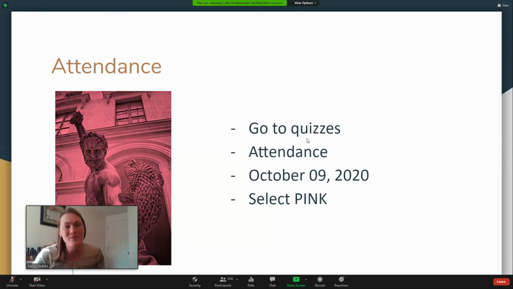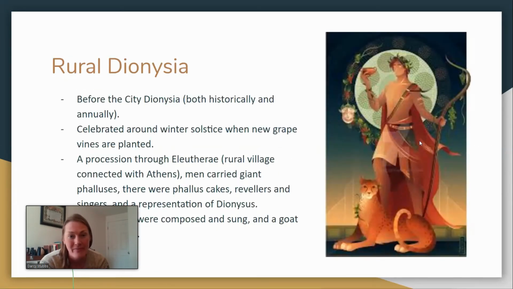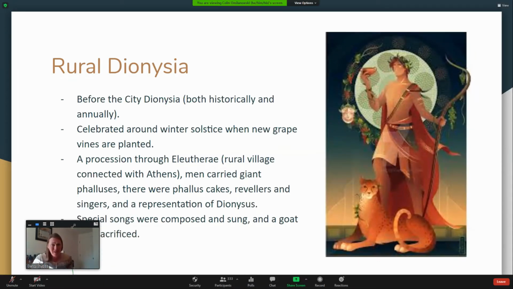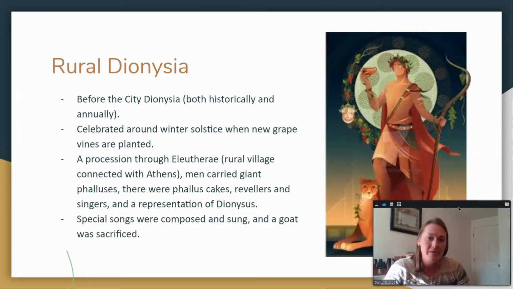Okay, let's go ahead and move forward, and we'll talk a little bit about the Dionysia festival, both the rural and the city festival. So the rural Dionysia really came first, both historically and annually. It was celebrated around the winter solstice, which is when the new grapevines were planted. So there's a connection there between grapes and this festival.